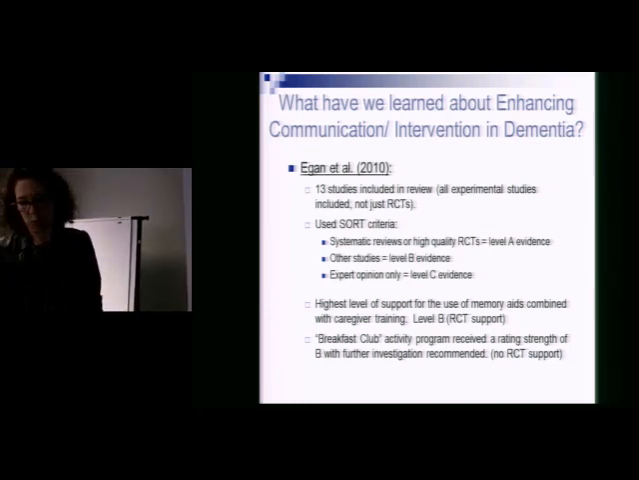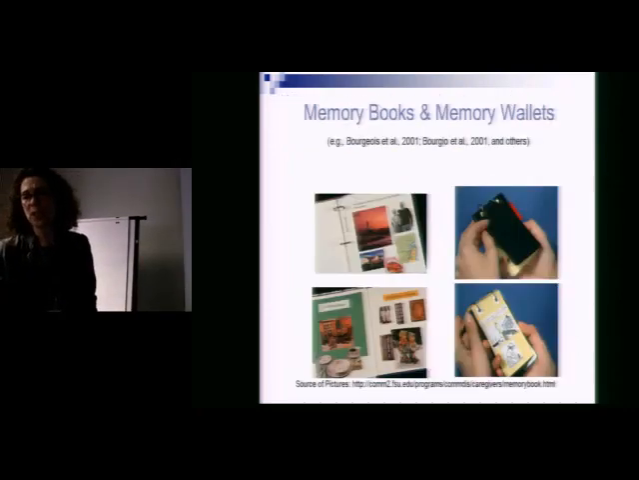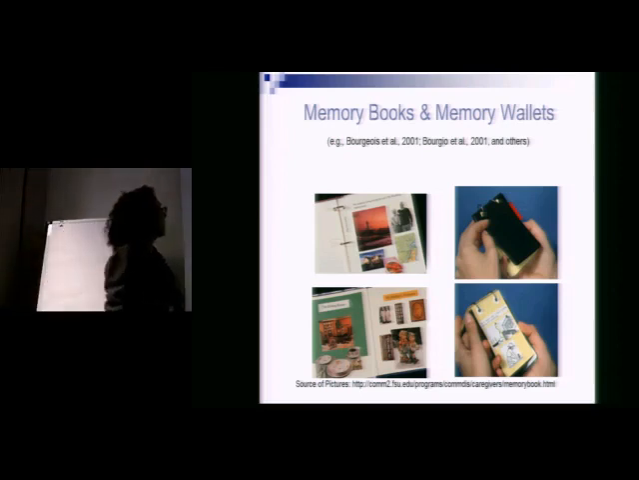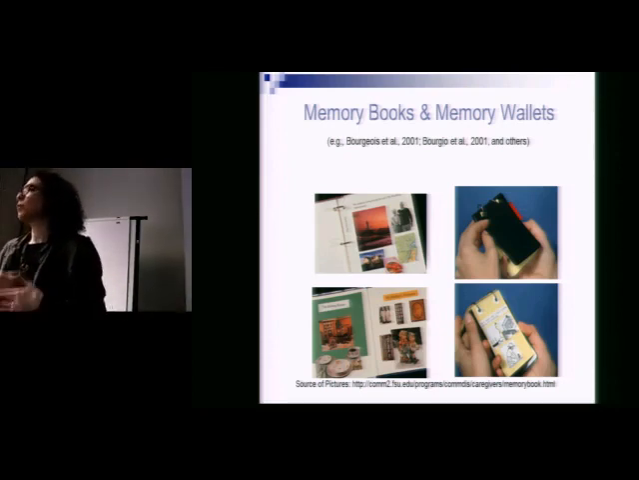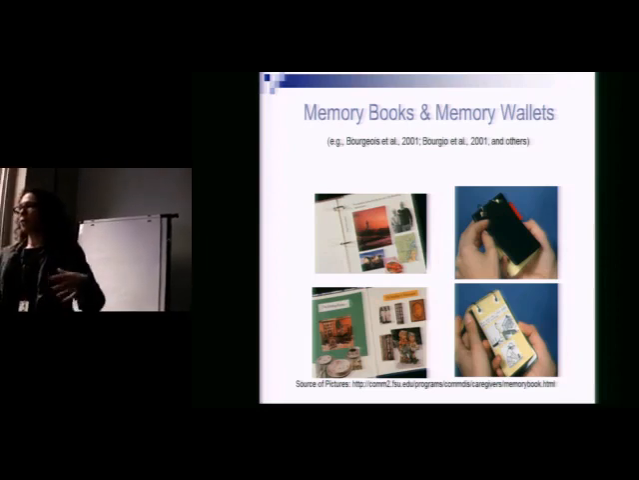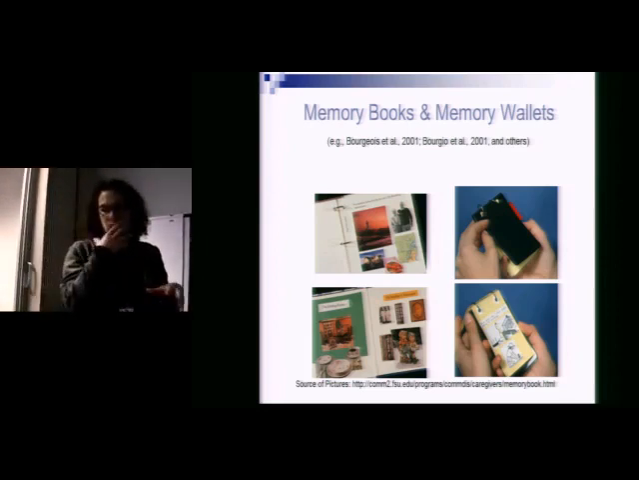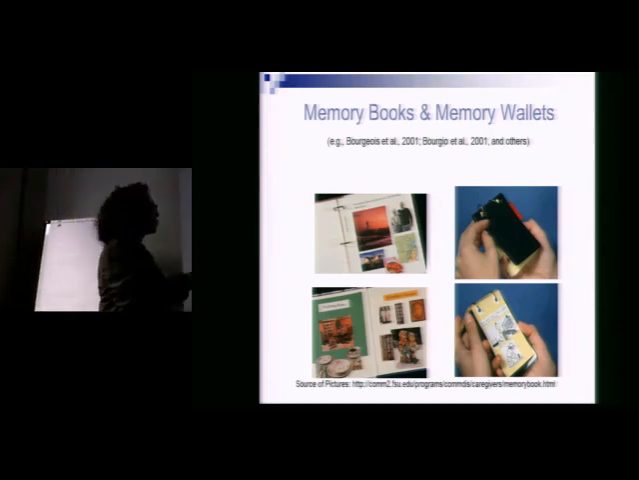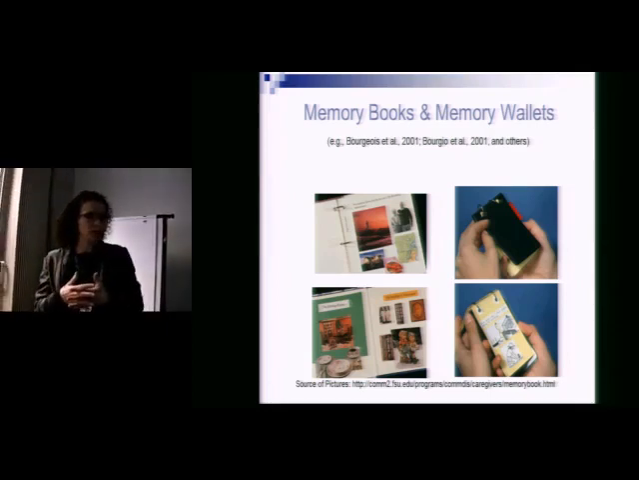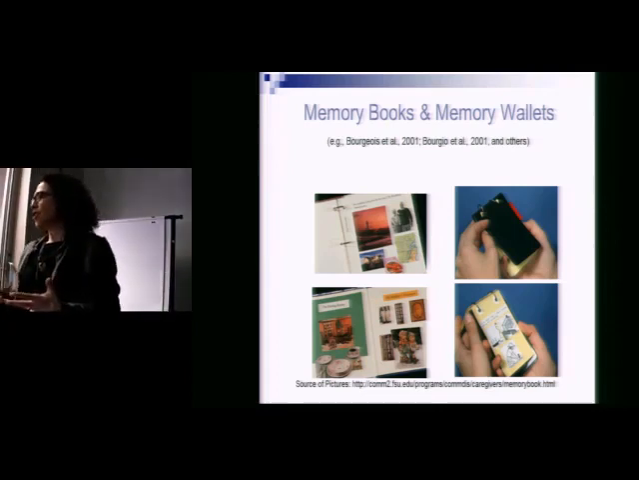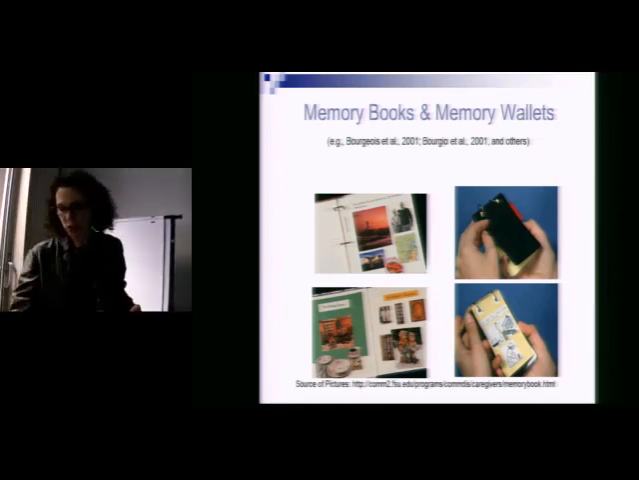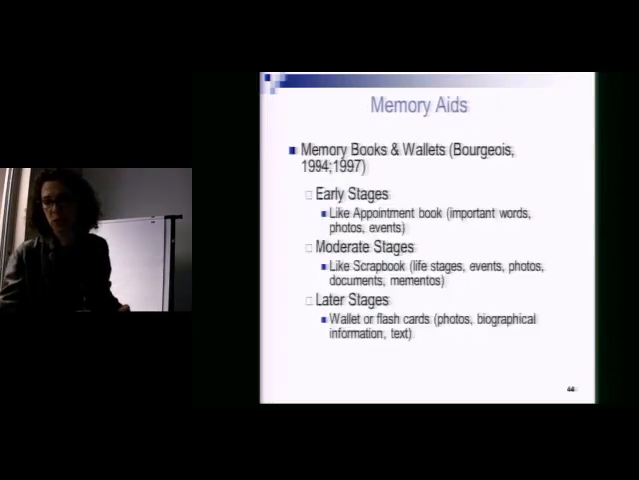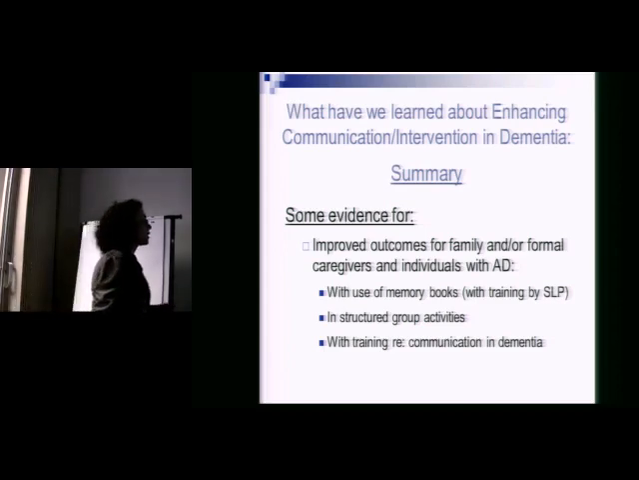I'll just say a couple of words about that. So this is a memory aid. Some of you might be familiar with them. They take different forms. It can be a scrapbook, it can be an appointment-type book, but it has information about the person. The reason the effectiveness of these is combined with training is that it really is a lot of work to put these things together in an organized way, such that they represent a person's life and are meaningful to the person and can be used in conversation. But they are useful for conversation, and they might take different forms in different stages of the disease.